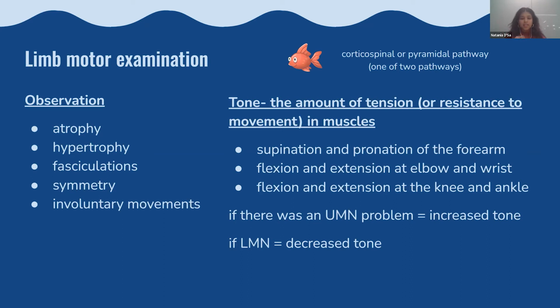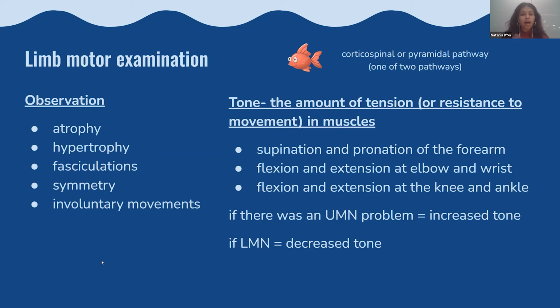The next thing you'd like to look at is tone. When we're talking about muscle, tone means the amount of tension or resistance to movement that you would find. So here you're going to be doing passive movements and active movements if they're able to as well. You're doing supination and pronation of the forearm. You're going to focus on flexion and extension at the elbows and the wrists, and flexion and extension at the knee and ankle. So that's checking both arms and legs.